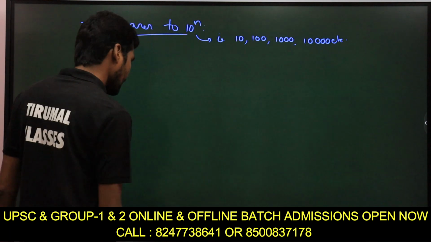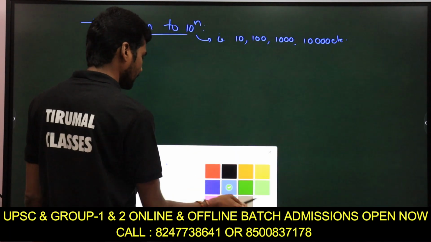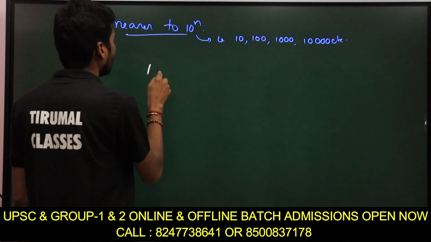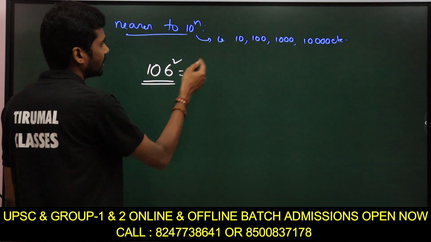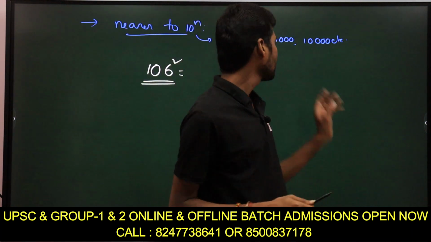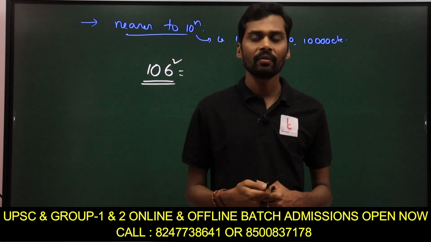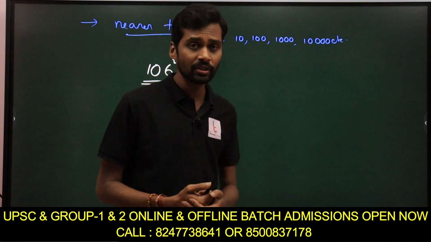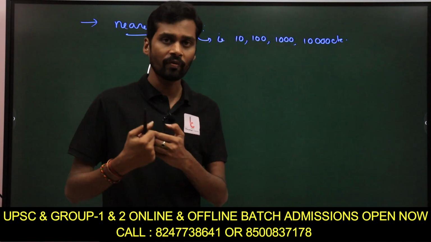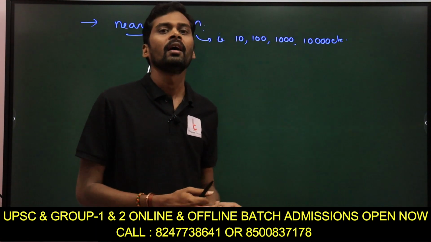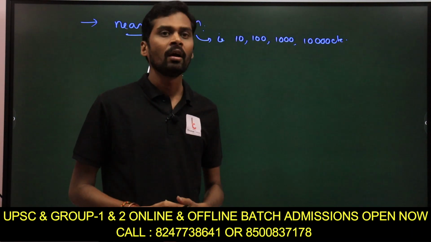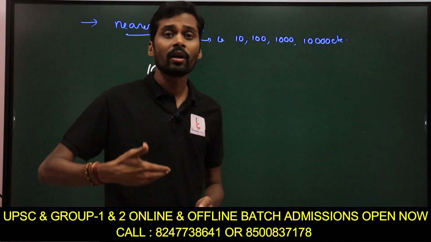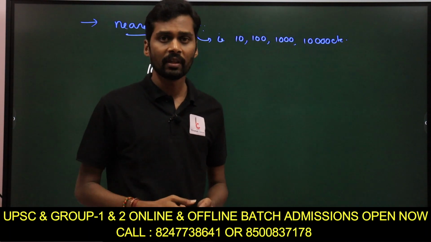Let's take one number. Suppose I take 106 square. This is nearer to 10 power n, which means 100. We already know how to find the squares of numbers nearer to 10. Numbers nearer to 10 means either 11 to 19 or 1 to 9. We already have them by heart, so no problem with them.